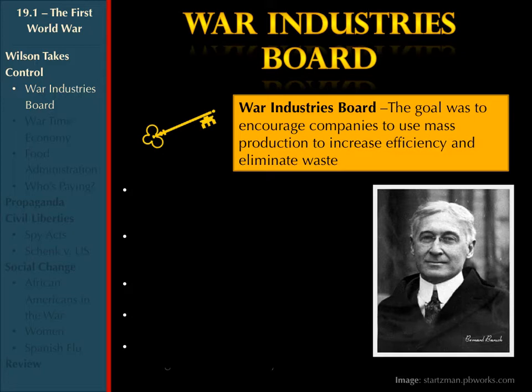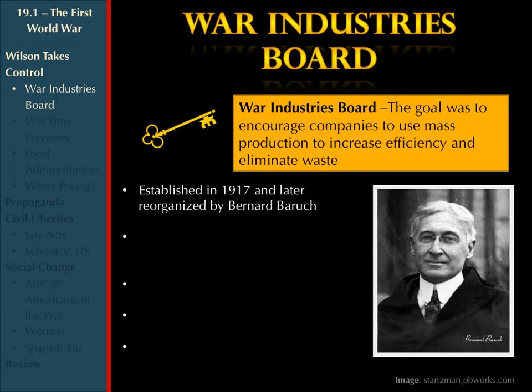At this time, Congress had given Wilson an increase in power to deal with all of the war measures. Now remember, Congress tends to move really slow. So during a time of a lot of change and movement, like a war, they gave an increased amount of power to Wilson, so he didn't have to go through them all the time. And so what he did is create the War Industries Board as one of the many things. The goal of this board was to encourage companies to use mass production to increase efficiency and eliminate waste. The goal is to produce as much as you can, as fast as you can.